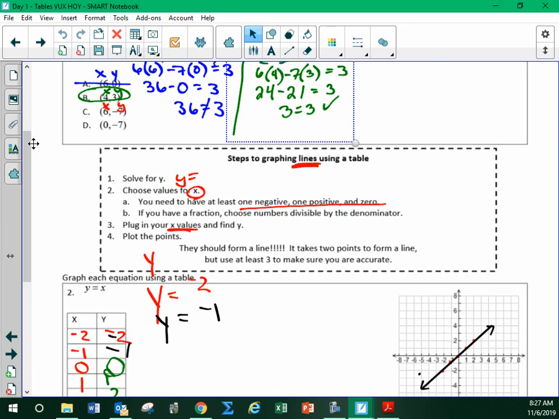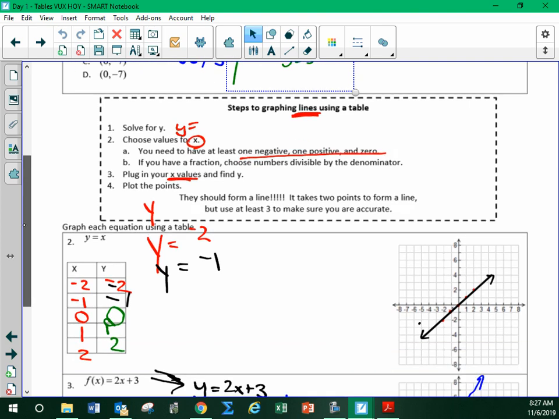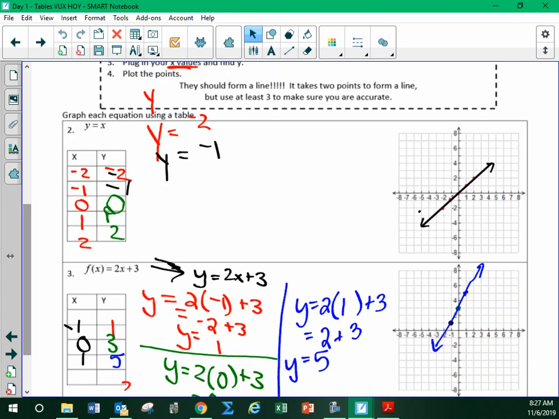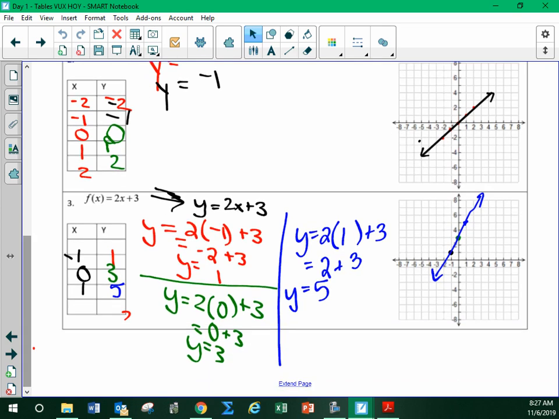So graph and align when we have a table. They'll give us an equation, and we have to find our values for our table. So just pick 0, a negative x, and a positive x. And then all we're doing is simply taking this value and putting it in for x. Let me go to number 3 here, because there's actually some work for it. So remember, f of x is the same thing as y, so the same thing as y equals. So I chose x is 0, so I put in 0 for x. And then I solve for y, and I got y is 3. So that's one of my points.